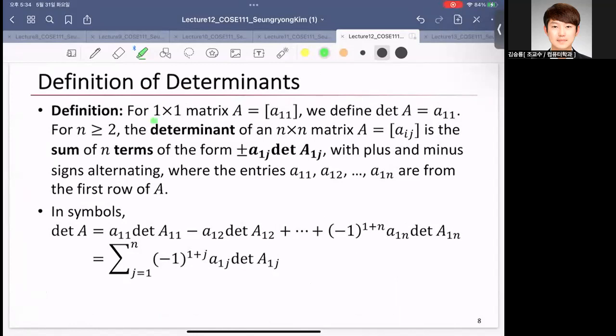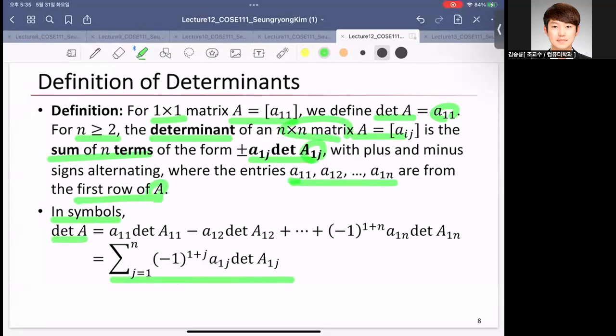For the 1 by 1 matrix, for example, A was the small A11. Determinant of matrix A is going to be A11. If n is greater than or equal to 2, the determinant of an n by n matrix is the sum of the n terms of the form plus or minus A1j times determinant A1j, with plus and minus signs alternating, where the entries A11, A12, A1n are from the first row of the matrix. So in symbols, determinant A is going to be expressed like this.